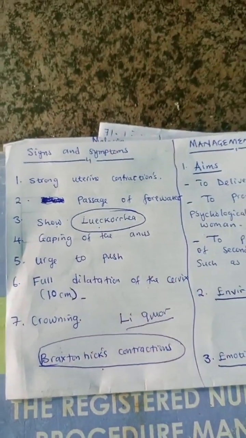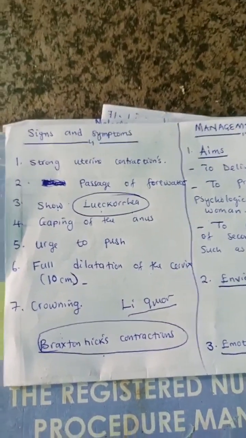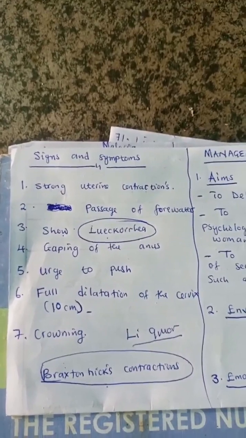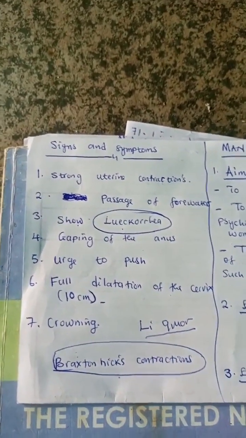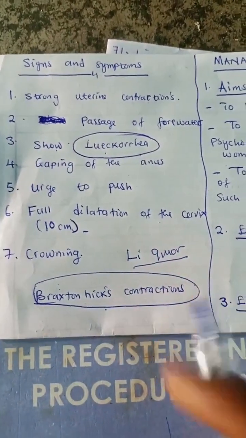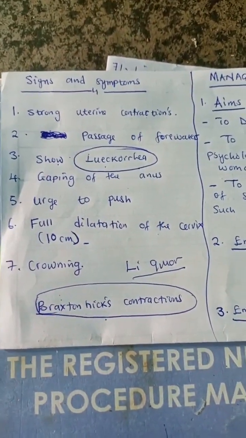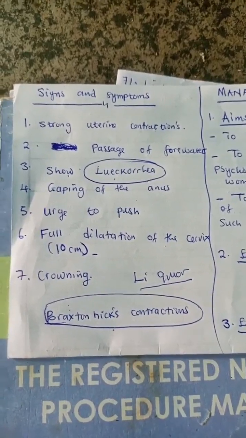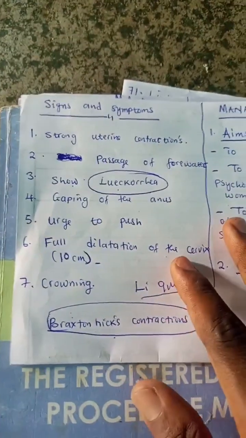Then the other thing is the urge to push. Because of these progressive strong uterine contractions, the woman may feel like she needs to push in order to expel whatever is in the uterus. That's number 5. Then the only confirmatory sign and symptom for second stage of labor is number 6, which is full dilatation of the cervix. So when you do your vaginal examination and you find that the cervix is fully dilated, that's a confirmation that what? The woman is in second stage of labor.